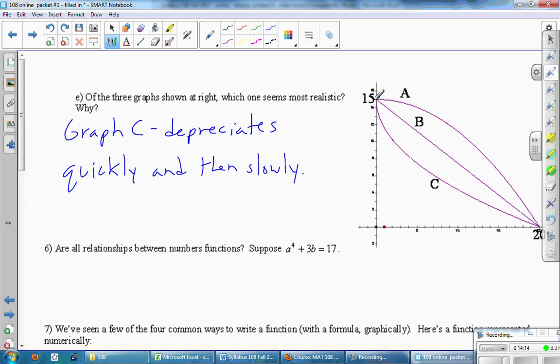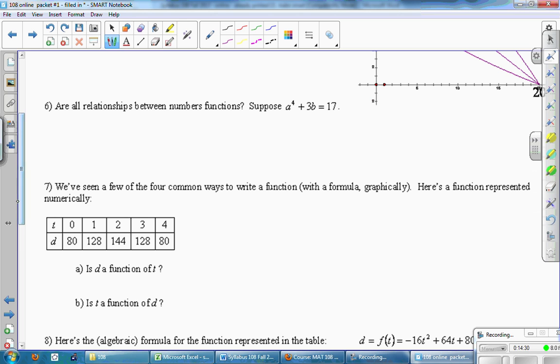Number 6, are all relationships between numbers functions? Suppose that a to the 4th plus 3b is equal to 17. To be a function means for each input, there is a single output. So let's suppose that, for example, our input is a, and our output is therefore b.